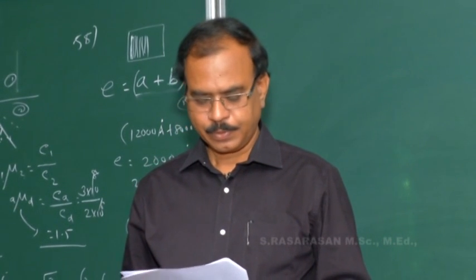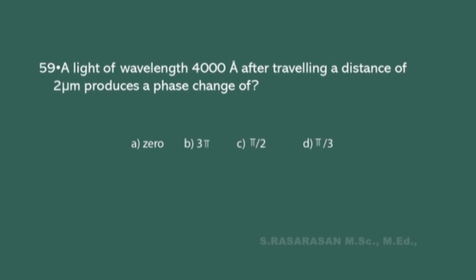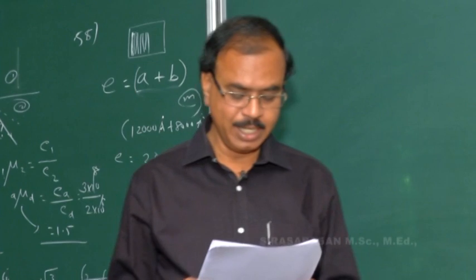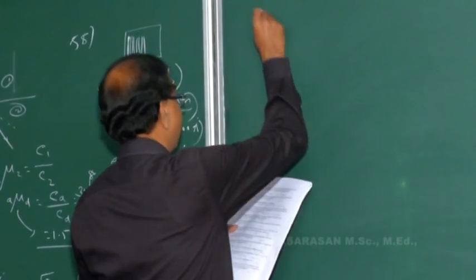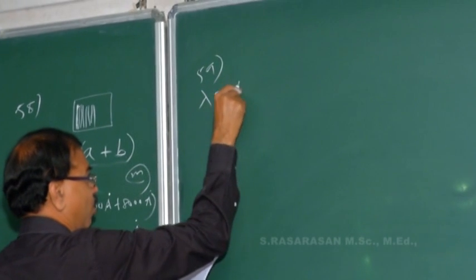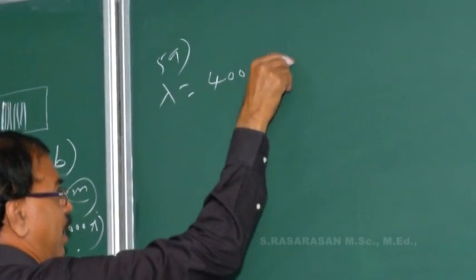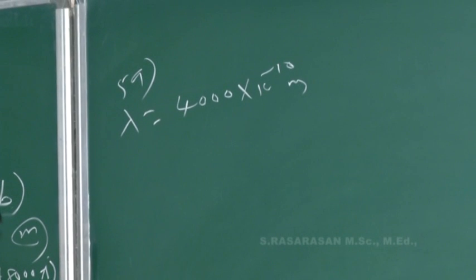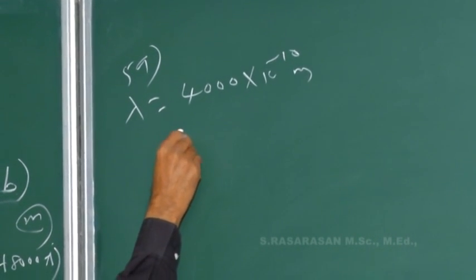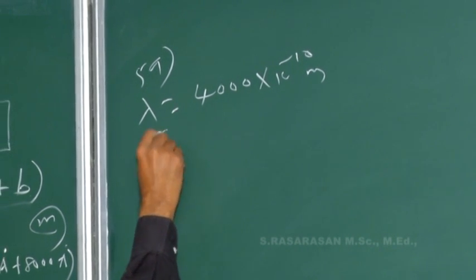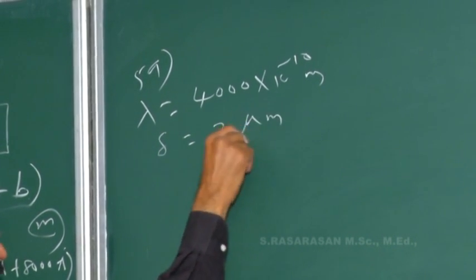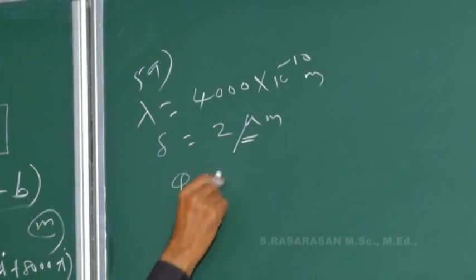Next, a light of wavelength 4000 angstrom after traveling a distance of 2 micrometer produces a phase change of. Phase difference, relation to the phase difference and path difference of light கேட்குறாங்க. A light of wavelength 4000 angstrom, angstrom na 10 power minus 10 meter. After traveling a distance travel பண்ணது path difference தான் கொடுக்குறாங்க. It is delta is 2 micrometer, micron 10 power minus 6. Produce a phase change of.